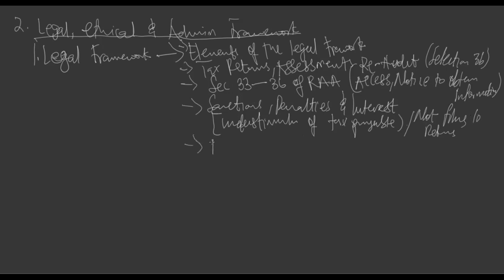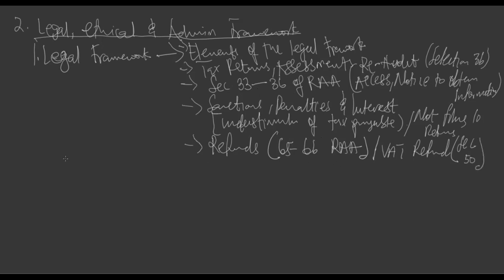But another area which I want you to look out for is tax refunds, because of a refund audit. So look at sections 65 and 66 of the Revenue Administration Act. These are the areas I want you to look at, though there are more, but these are common areas which you should be expecting. So refunds are here, as well as a VAT refund under the VAT Act, when you want a refund for VAT, which can be found under, I think, section 50. Yes, I think that is section 50. So these are the areas that you should expect under the legal framework.